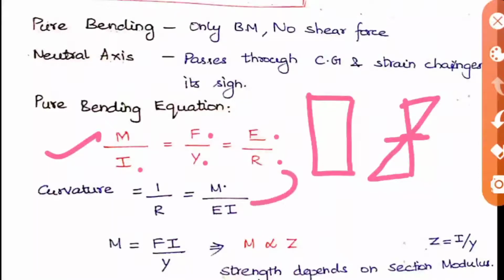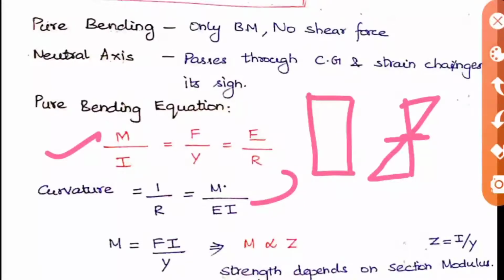Again it is equated from this formula, 1 by R is equal to M by EI, and M is equated as FI by Y. So I by Y is nothing but the section modulus. We have already seen the section modulus in the previous unit. So here M will be equal to F into Z. It means that M is directly proportional to Z.